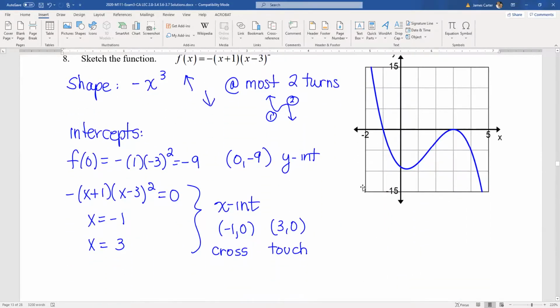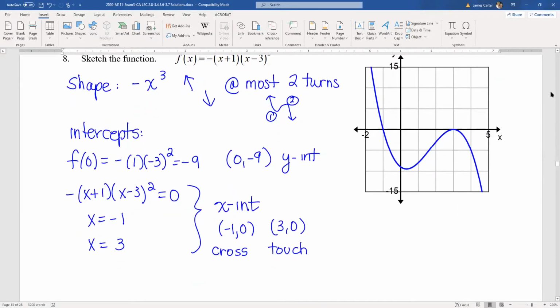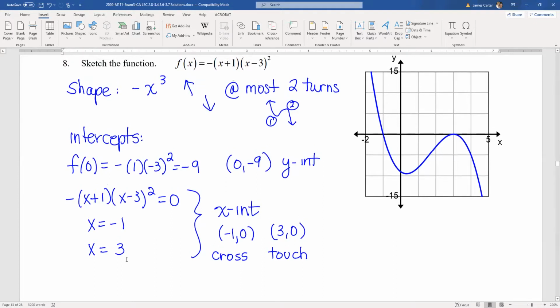Okay, number 8. Okay, there's a power there, so I can't hide that. What is my total degree? Well, it's 2, 3. Okay. Now, my leading term is negative. So this means this is going to go from high to low. And at most, we can have 3 minus 1, which is 2 turning points.